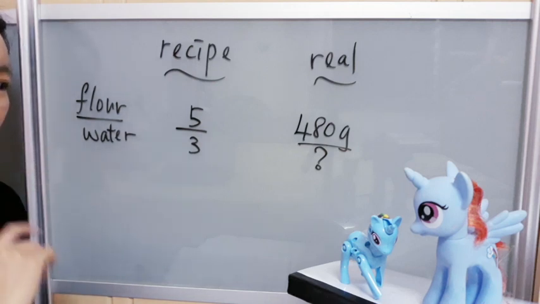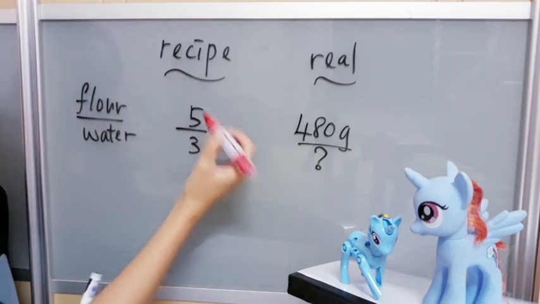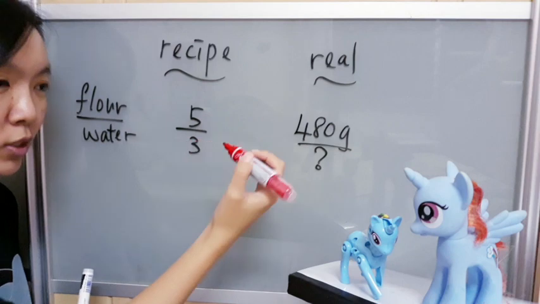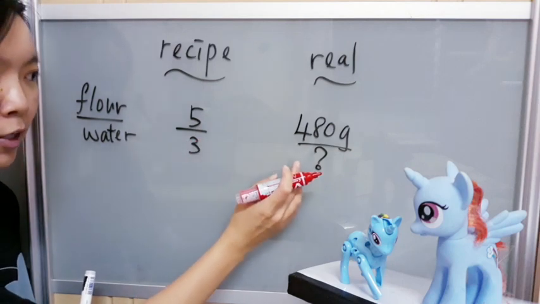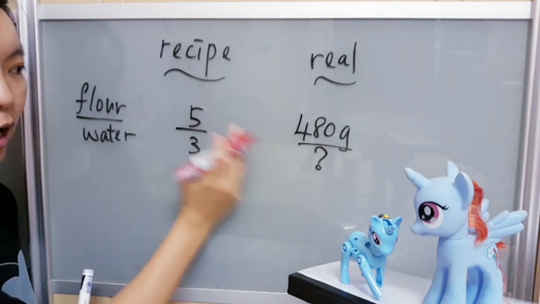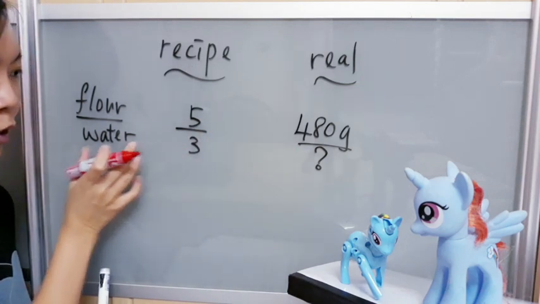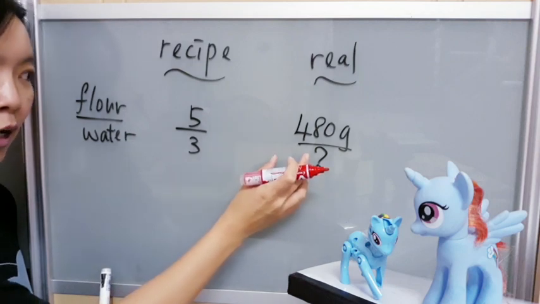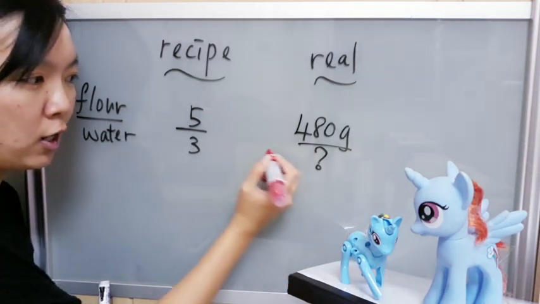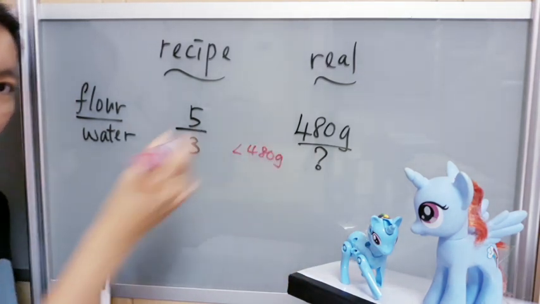Can we do some mathematics here? Yes, we can. But from common sense, you can see that 5 is more than 3. So we can estimate, 预测, that the water that we add in should be more or less than 480. 3 is less than 5. So I can estimate that the amount of water to be added in with the flour is lesser than 480. So the answer here should be lesser than 480. Let's have a look.